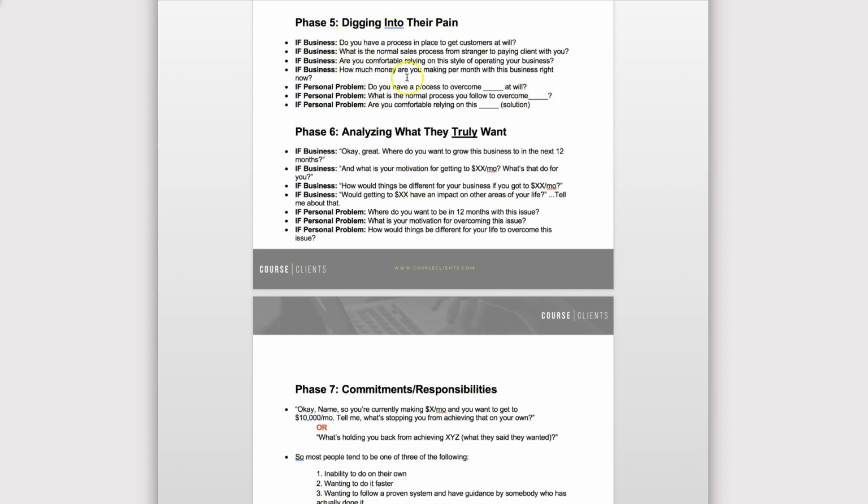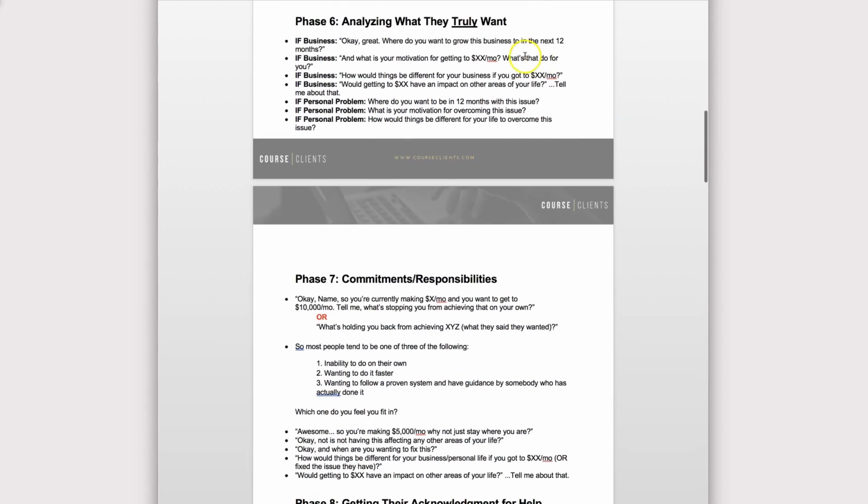These questions are to give you spark ideas in you and exactly what you would ask, right? So for your type of course. Phase 6, analyzing what they truly want.